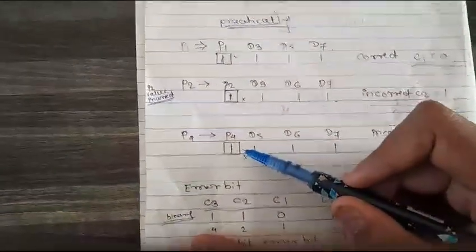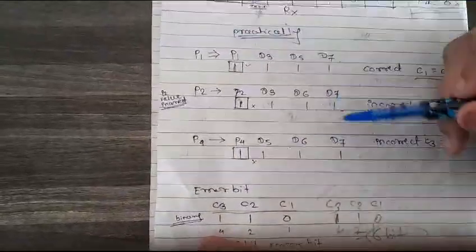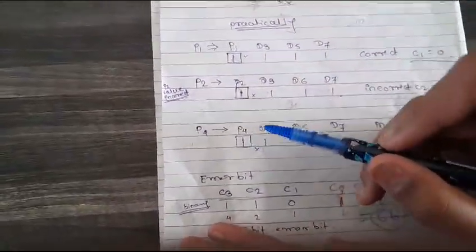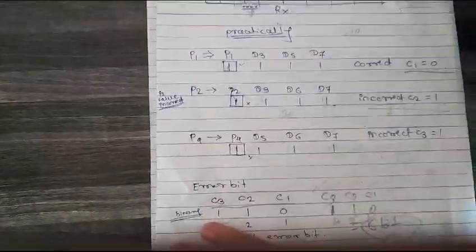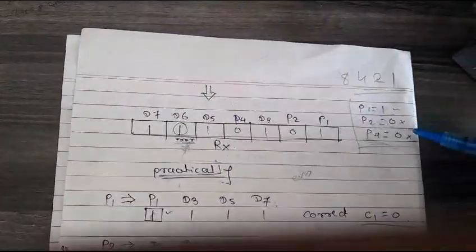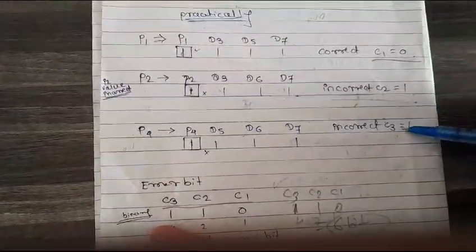To find the parity 4 error, D5 is 1, D6 is 1 and D7 is also 1. To make it even, we give parity 4 the value of 1. Now we check it with the transmitted code value, which is 0. So parity 4 is incorrect and C3 will be 1.